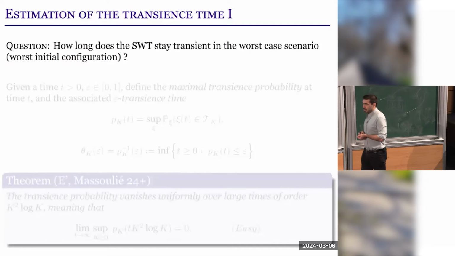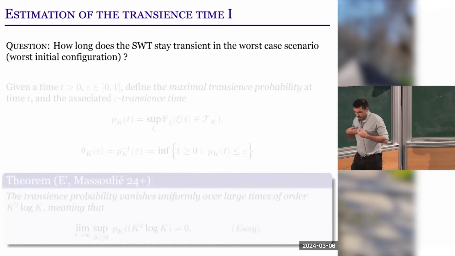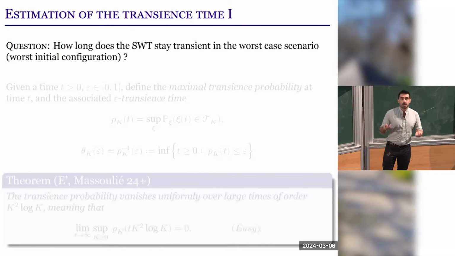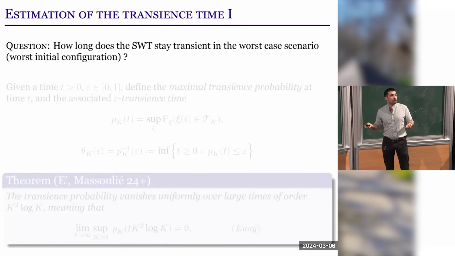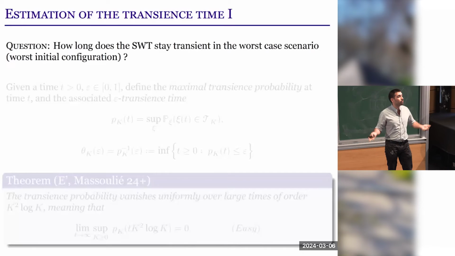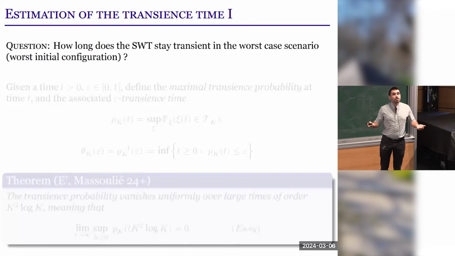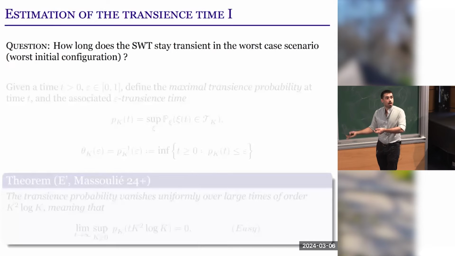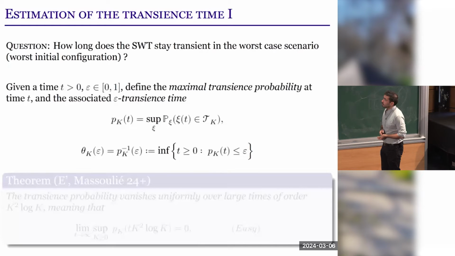Okay, so the question I'm going to be interested in is how long does it take, how long does the system stay transient in the worst case scenario? You can take any configuration you want for the SEP with traps. How long is it going to take to stop being transient? So either to freeze or to become a SEP.